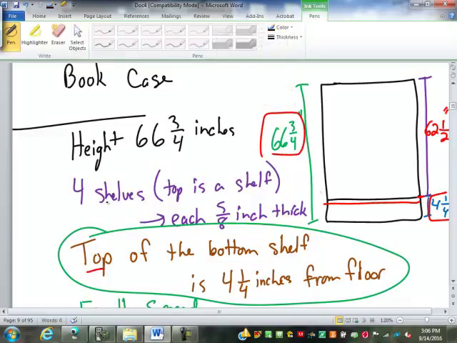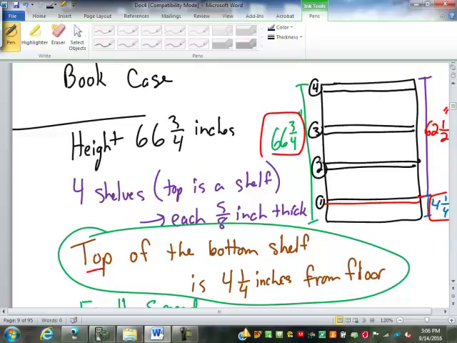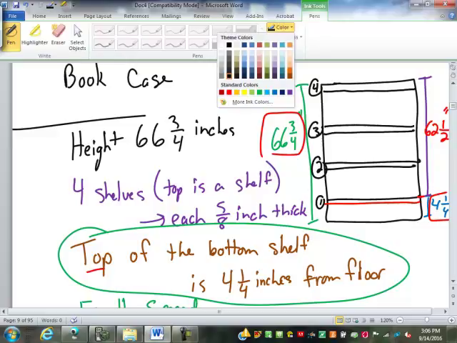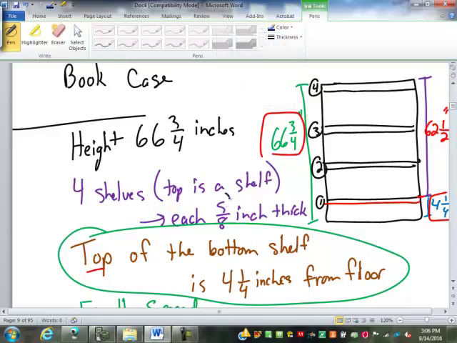So that is my first shelf. That's shelf number 1. We did say that the top counts as a shelf. So that's shelf number 4 up there. So we got shelves 2 and 3 in the middle here. The thickness of the shelves is 5/8 of an inch. So we've got this one, and this one. 5/8 of an inch 3 times.